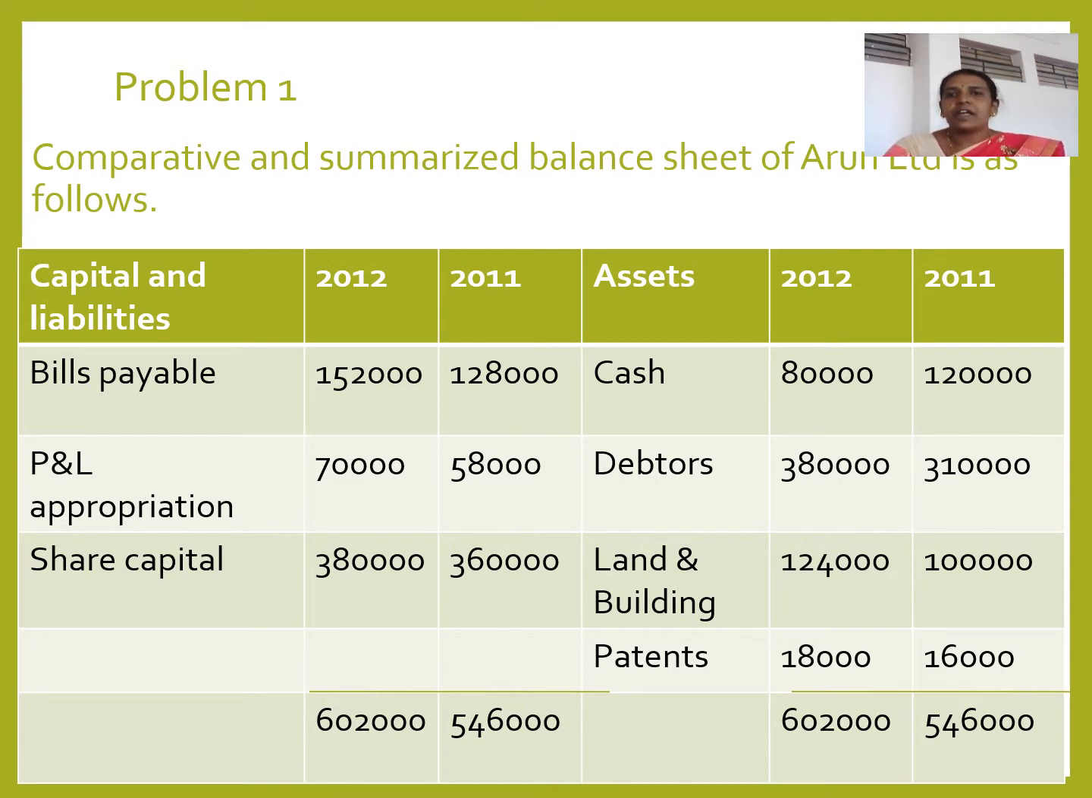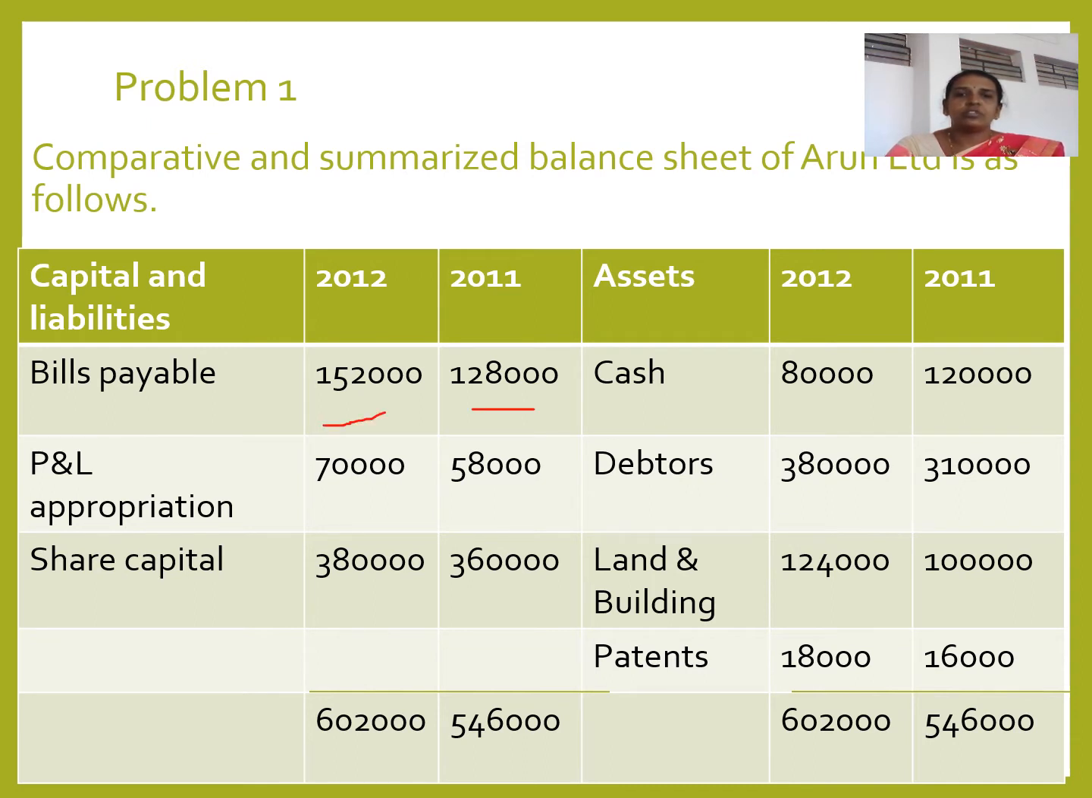Comparative and summarized balance sheet of Arun Limited is as follows. Comparative balance sheet means two years' balance sheets they have provided. See the liability side, capital and liabilities. First they have given 2012, then the year 2011.